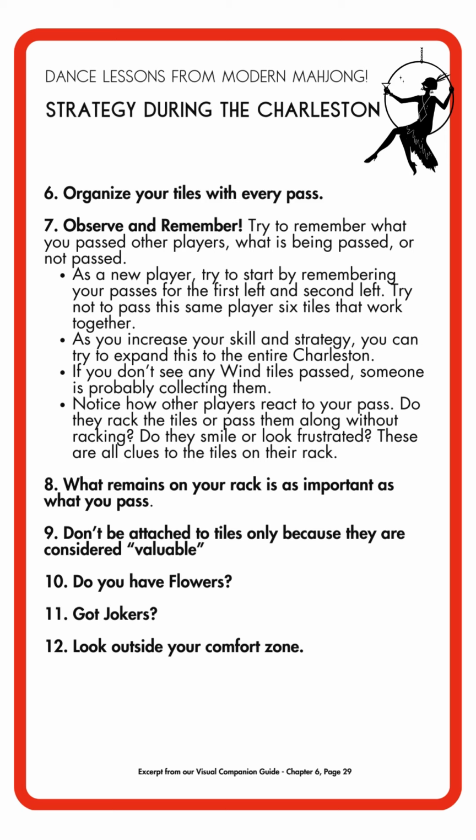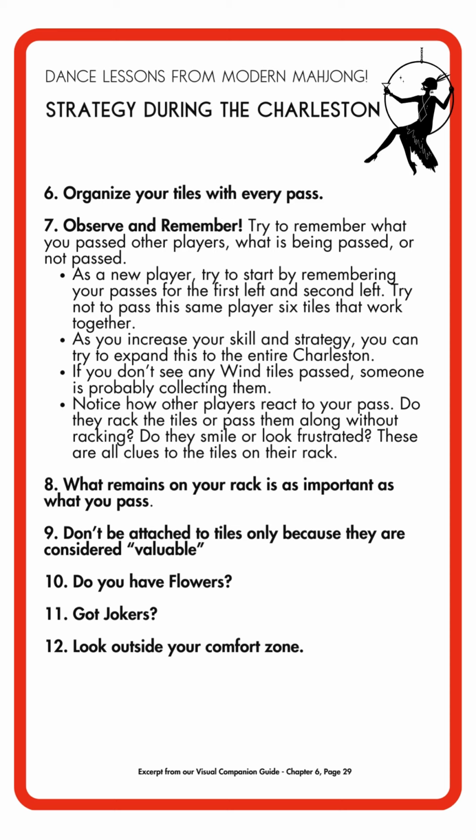As a new player, it's very overwhelming. You're really focusing on your hand and playing offensively. But as you build your skills, try to start remembering maybe just your pass for the first and second left, or try not to pass the same player 6 tiles that work together. As you increase your skill and strategy, you could try to expand this even more to the rest of the Charleston. You might notice, wait a second, no wins are passed. Somebody's probably collecting them.